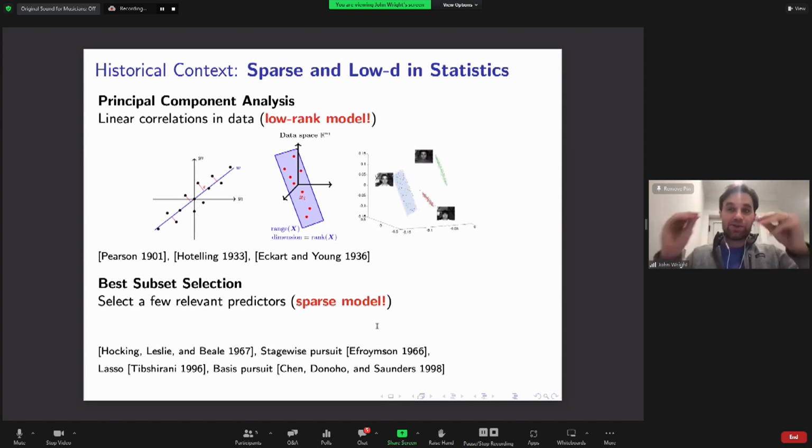We're going to talk a lot about sparse models in this tutorial and in this workshop. Sparsity in statistics corresponds to selecting a few relevant predictors, right? What are a few variables that describe what's going on in my observed data. Also, a close cousin of sparsity, low rank or low dimensionality, plays a fundamental role in selecting directions of large variance in data sets, right? PCA is basically fitting a low rank model to data. Okay, so historically, a lot of statistics has really been about capturing sparse and low dimensional structure in data.